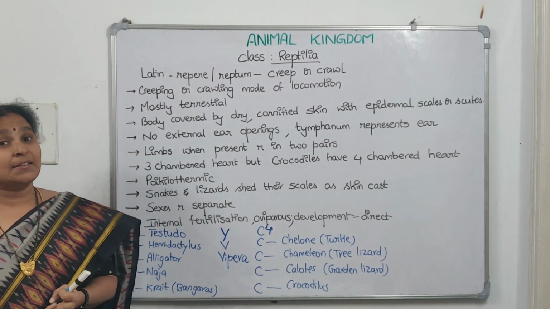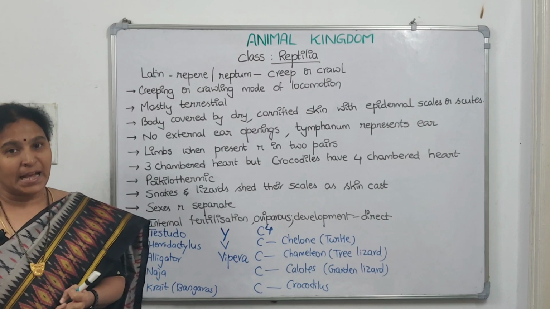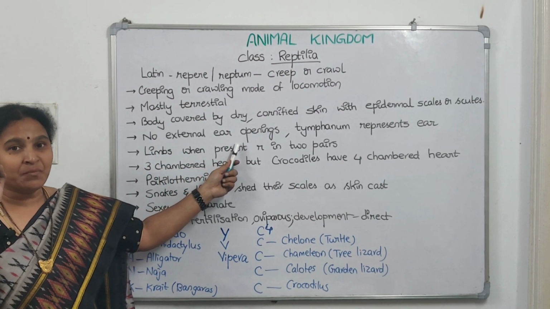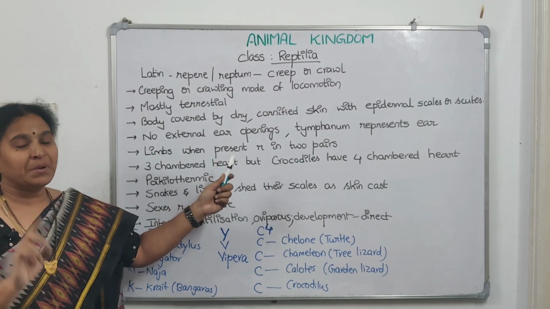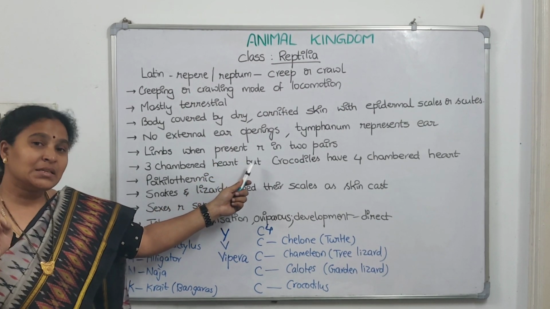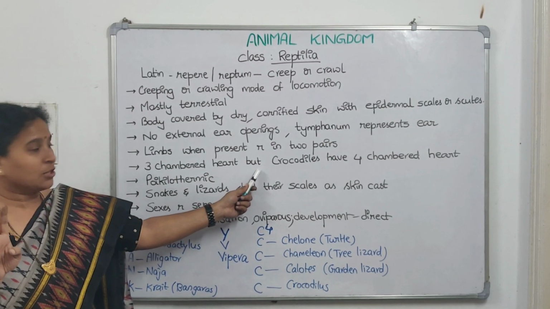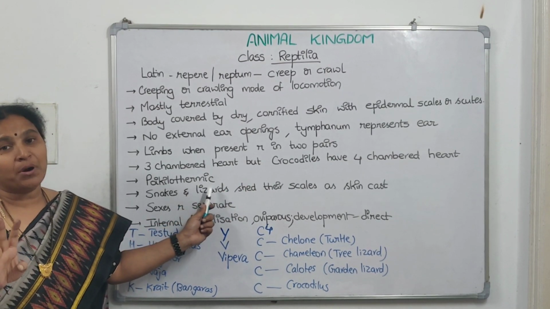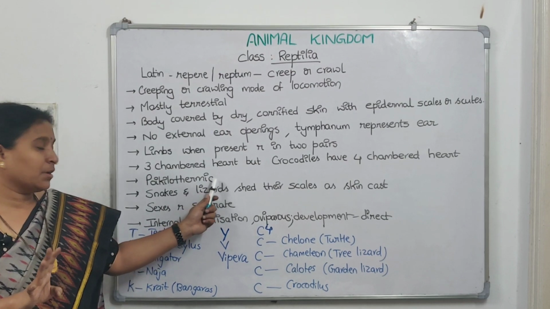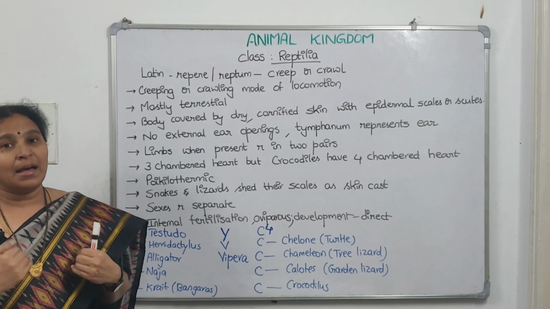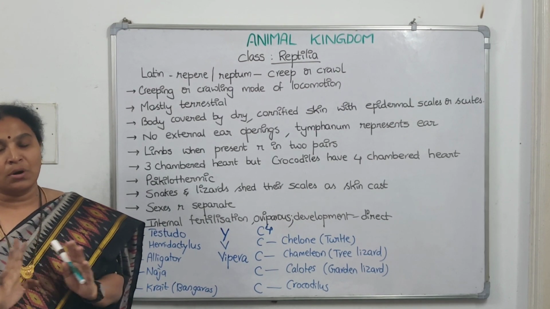Snakes and lizards shed their skin, which is called skin casting, and there is no external ear opening like us; the tympanum represents the ear. Limbs, if present, will be in 2 pairs. Heart is 3-chambered, but crocodile has a 4-chambered heart, and closed circulation of course. They cannot regulate their body temperature, they are cold-blooded, poikilothermic, sexes are separate, fertilization is internal, they are oviparous, and development is direct, with no larval stages.